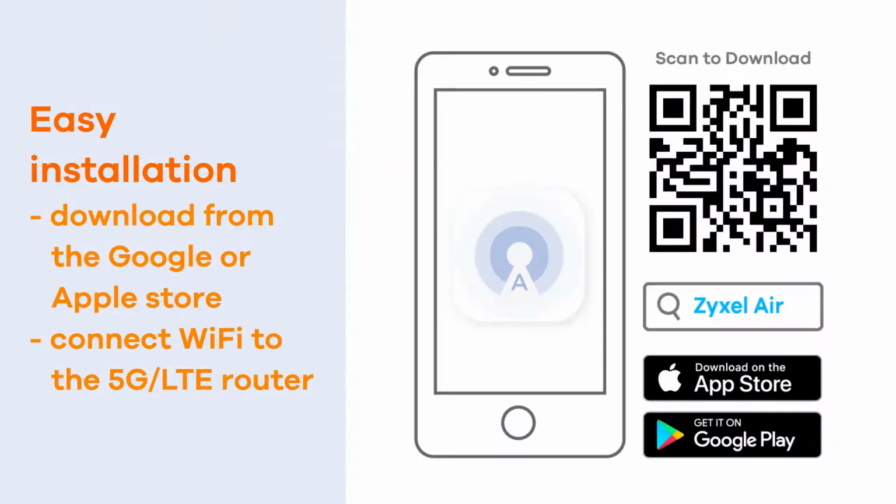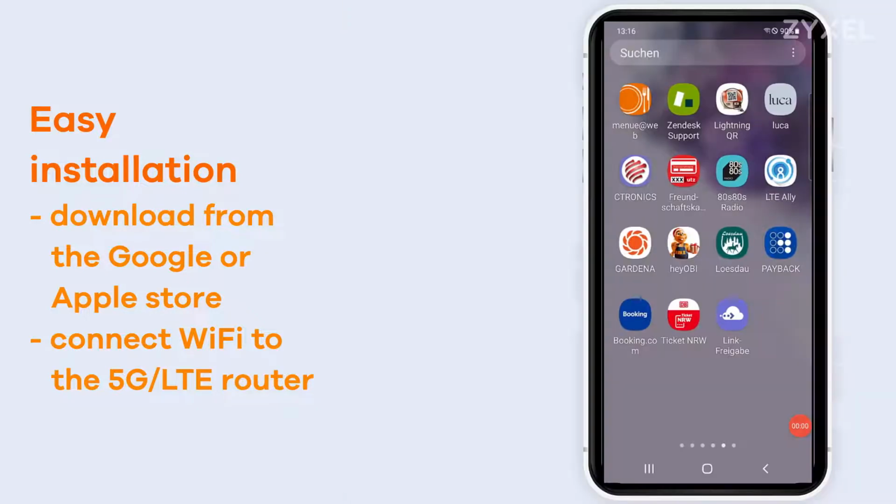Today I want to introduce the Zyxel Air app to you. You can install your LTE outdoor or indoor devices with this app. Download the application from the Google Play Store or the Apple Store.